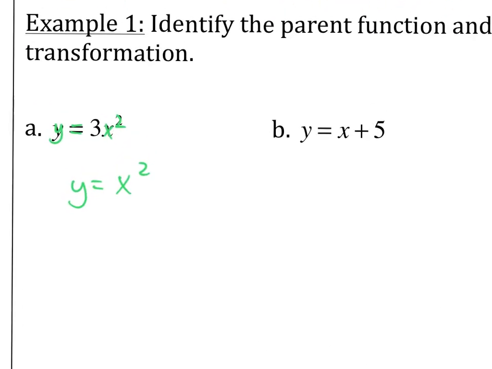So let's just break down step by step here so we can analyze it. This here is my a, and it's greater than 1. So we know that it is going to stretch. So because it's outside, it's vertical. Because a is greater than 1, it's a stretch.